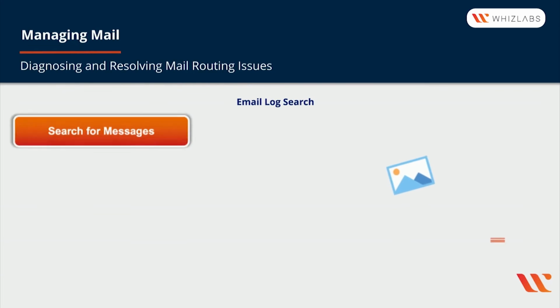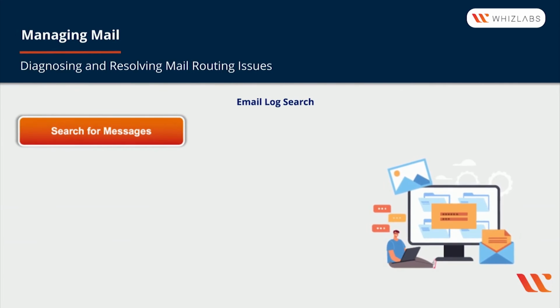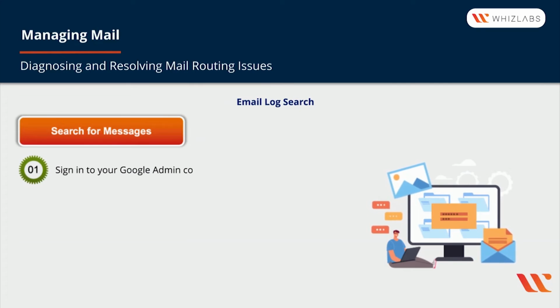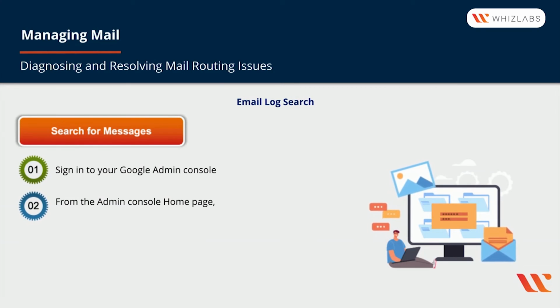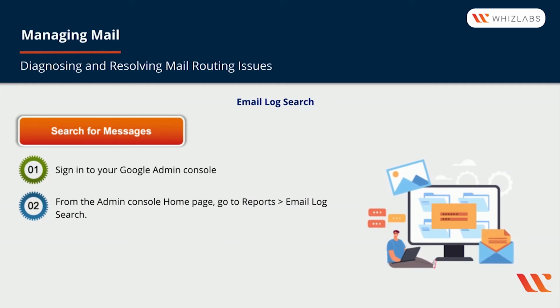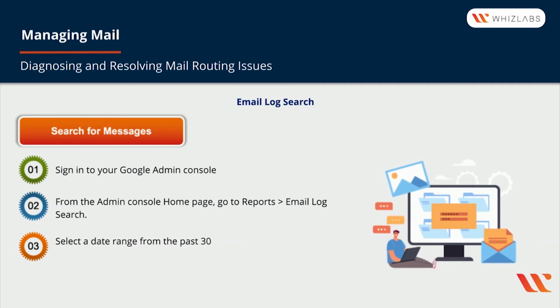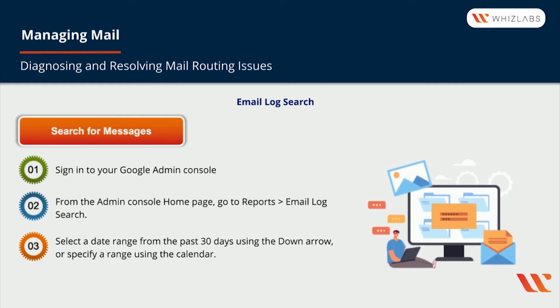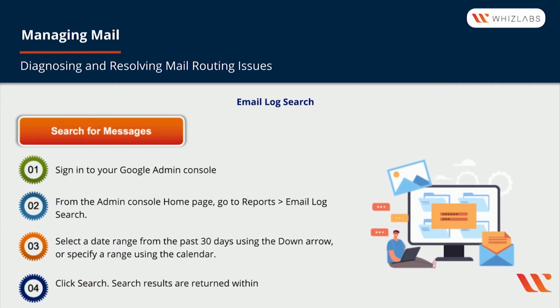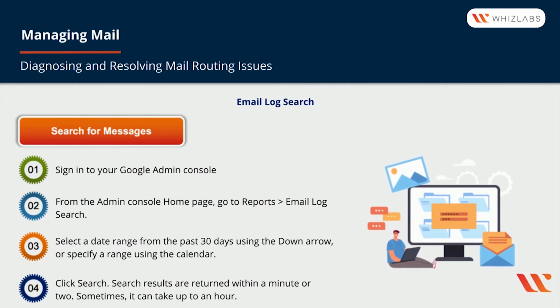You can also search for a message by following certain steps. At first you need to sign into the Google Admin console. From the admin console homepage, go to Reports and then go to Email Log Search. Now you need to select a date range from the past 30 days using the down arrow key, or specify some range using a calendar over there. After that you can click on the search button and then the search results will be returned within a minute or two. Sometimes it can take a longer duration, maybe up to an hour, and it totally depends upon what kind of data you have.